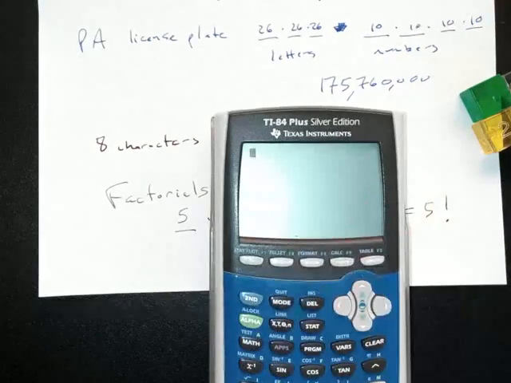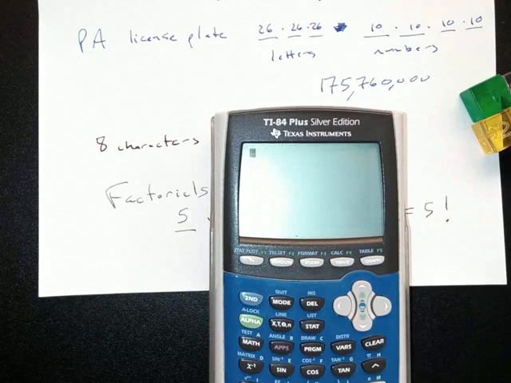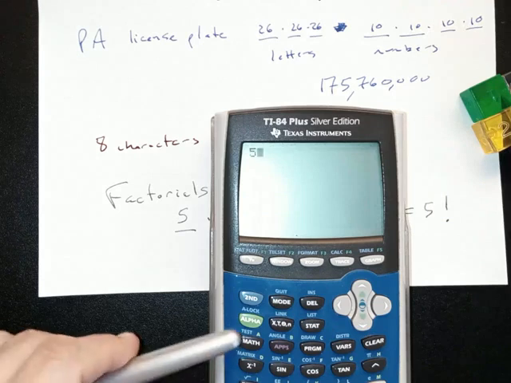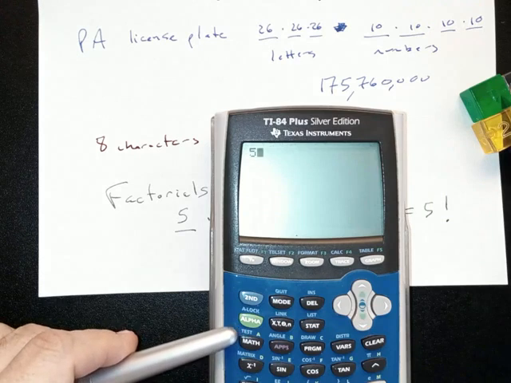Now, depending on your calculator, you may or may not have a factorial button built in. On these, there is a factorial. If you don't have a graphing calculator, if you have a regular scientific calculator, your factorial might just look like X with a little exclamation point after it. But here, I type in the number I want the factorial of, and then I hit this math button on the left, third down.